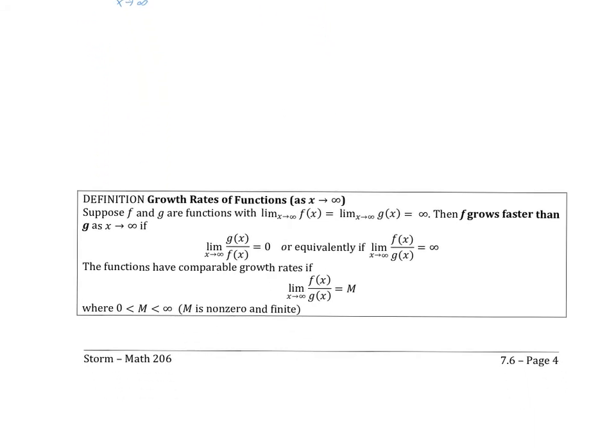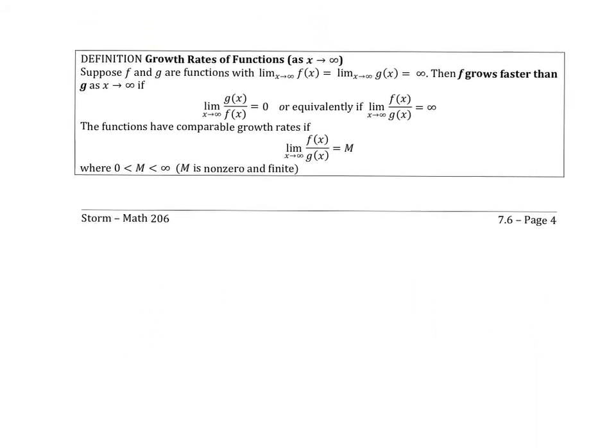Now at the bottom of the page, we have this definition about growth rates. Because a lot of times when we've been evaluating these limits, we get infinity over infinity or negative infinity over infinity. And the limit actually depends on what grows faster, the numerator or the denominator.